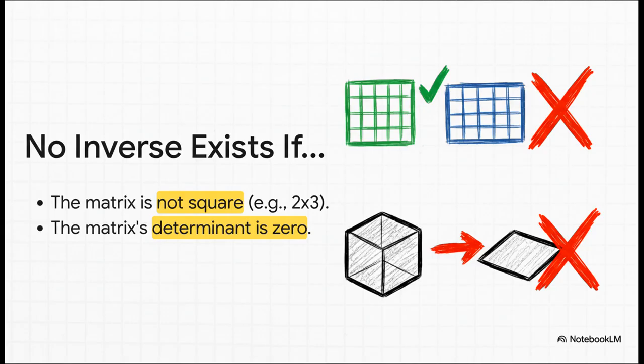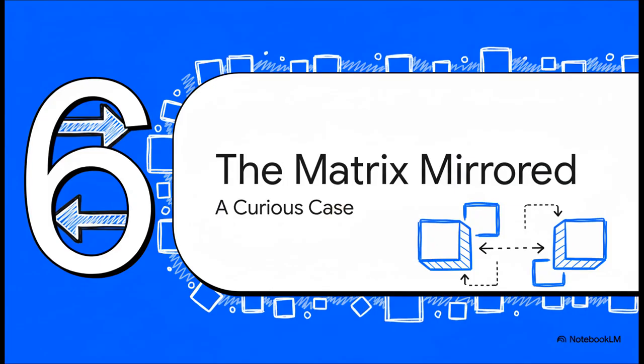The second reason is a bit more mathematical, but it's a huge deal. Its determinant can't be 0. Now, the determinant is basically the special number you can calculate from any square matrix. It tells you a lot about it. And if that number happens to be 0, game over. The matrix is called singular, and there is no inverse to be found. Period.